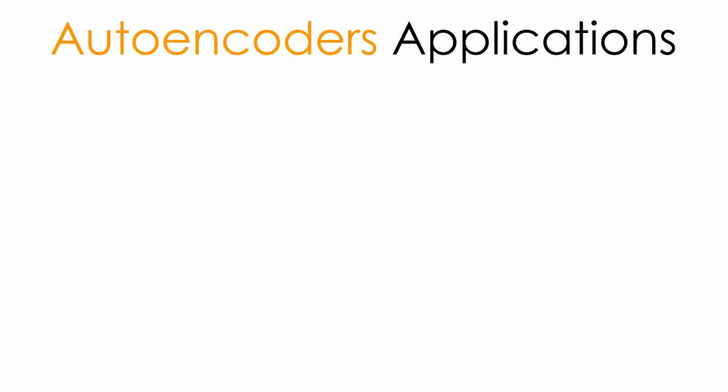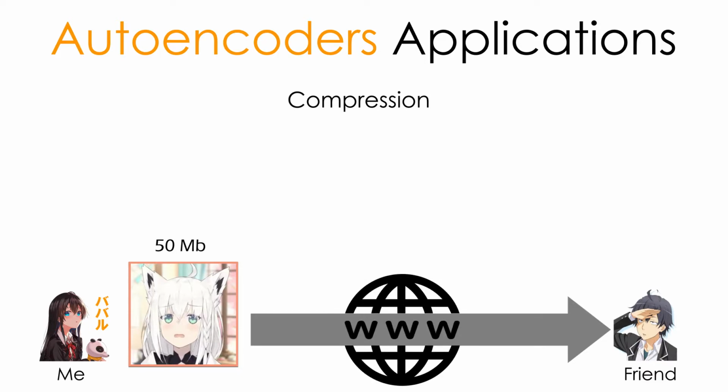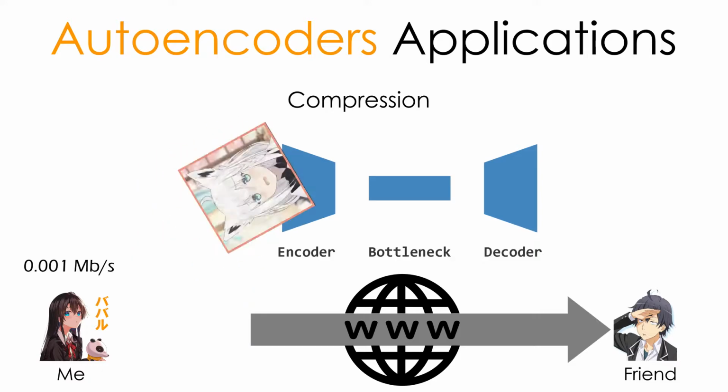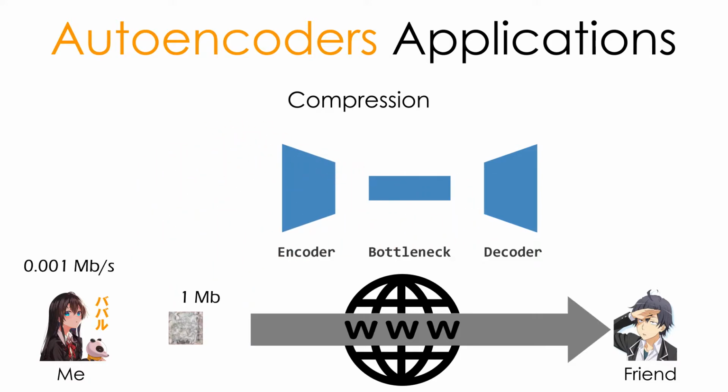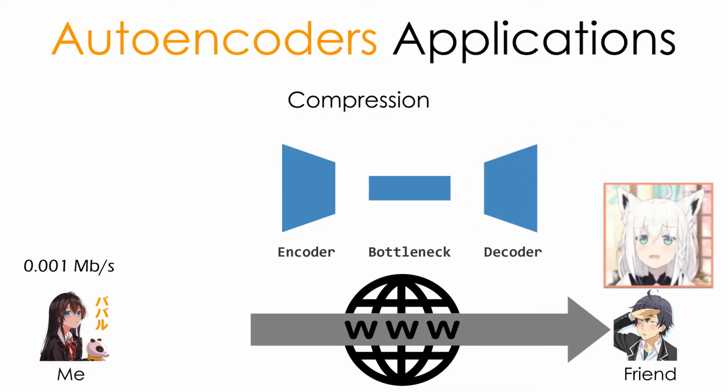Let's see some of them. The first application that might come to your mind is compression. Let's say I want to send a big image to a friend on the internet, but I have a bad connection. Provided that my friend and I both have the same autoencoder, what I can do is use the encoder part to reduce the size of the image I want to send. Then I send this to my friend on the internet, and he can use the decoder part of our autoencoder to try and retrieve the image I encoded. This is the main idea behind compression.